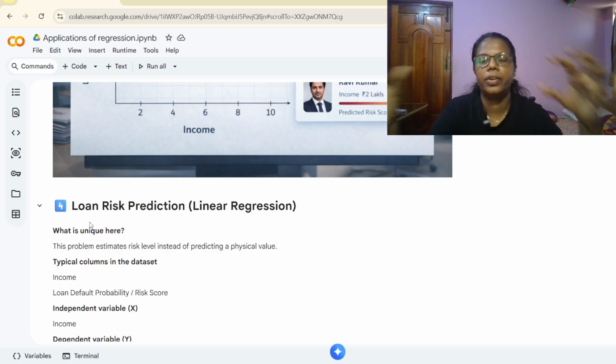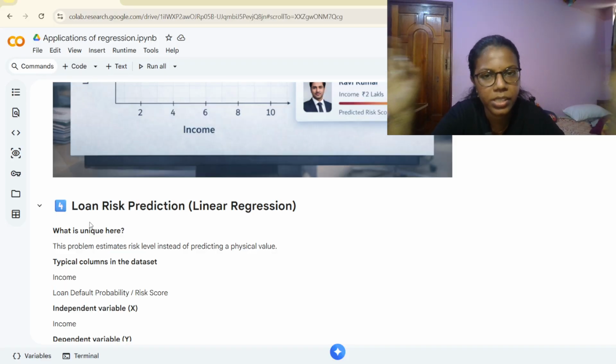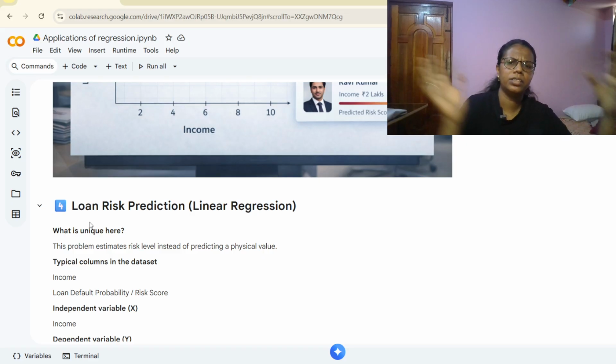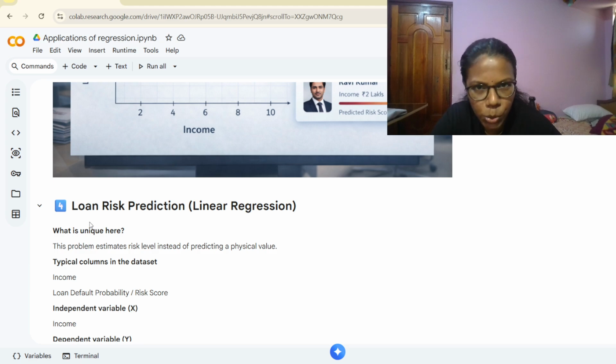So if a bank is getting so many loan requests, say 1,000 plus, handling the data is quite a tedious process, right? We need so many people to manage that. So in such a scenario, what if I build an automated model using linear regression? Just based on income, I can move to the next steps.